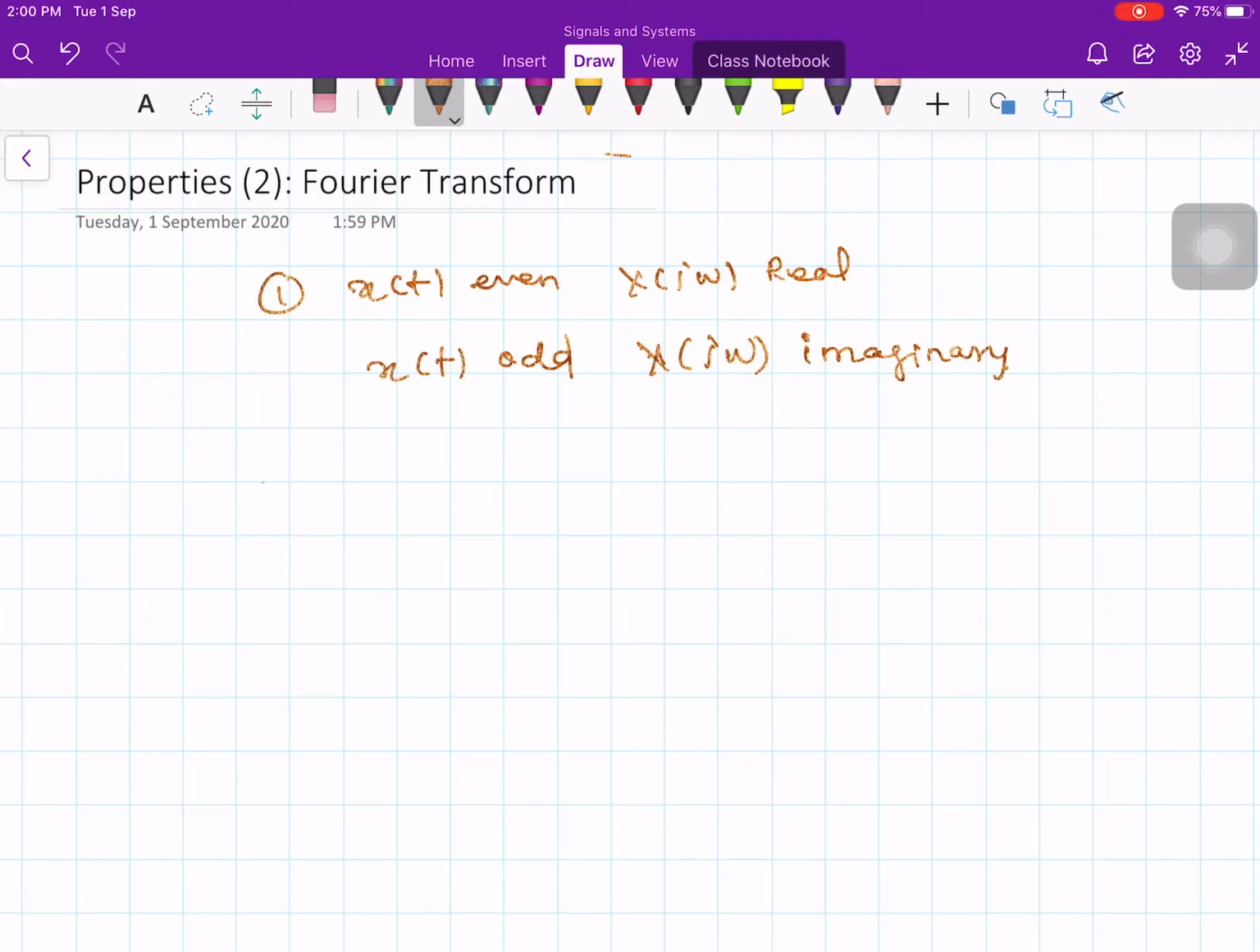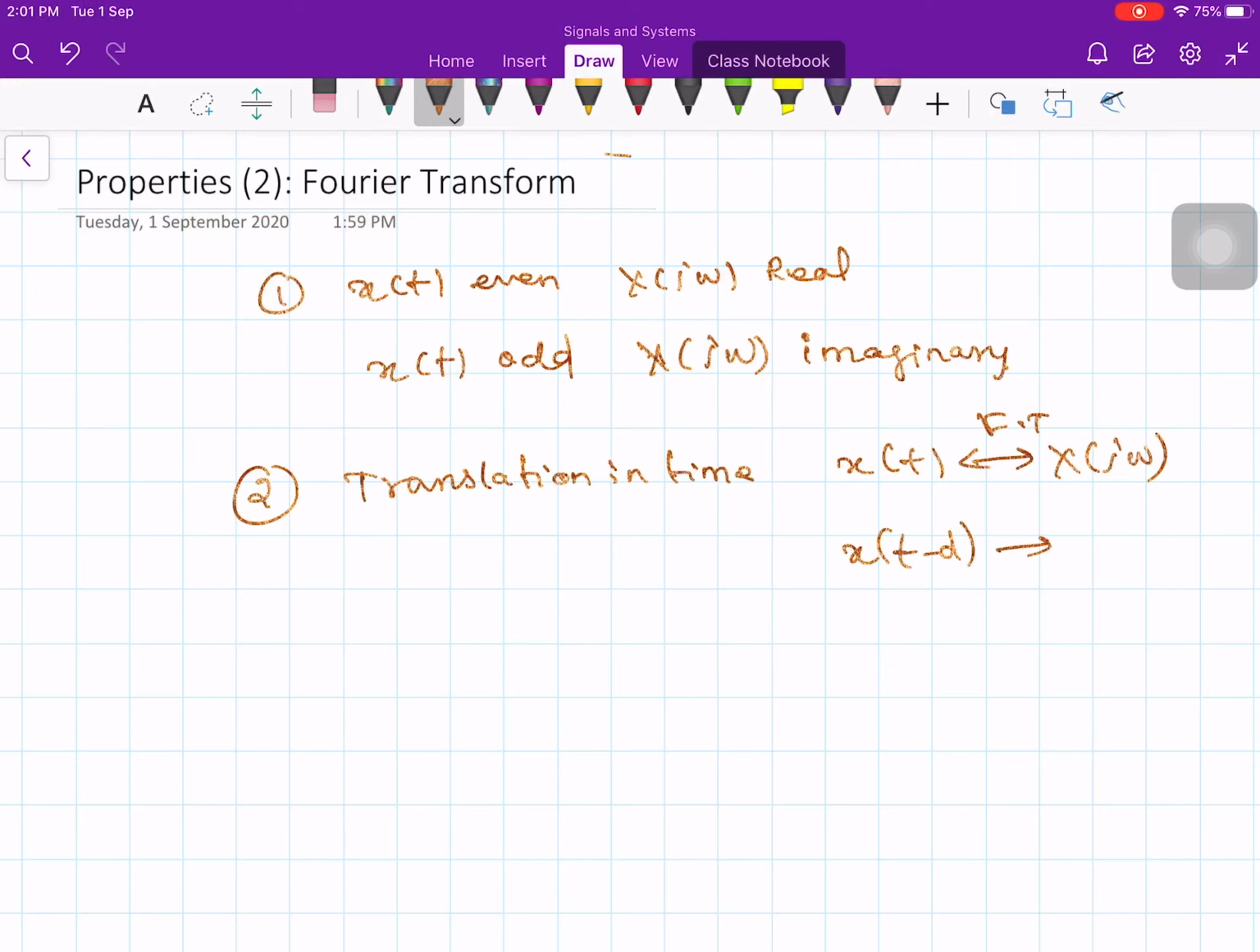And the second property was translation in time. That also we have seen. That is, if you take the Fourier transform of x of t, then it is x of j omega, then its time delayed version x of t minus t has Fourier transform e to the minus j omega t times x of j omega. Now let us work out some problems.